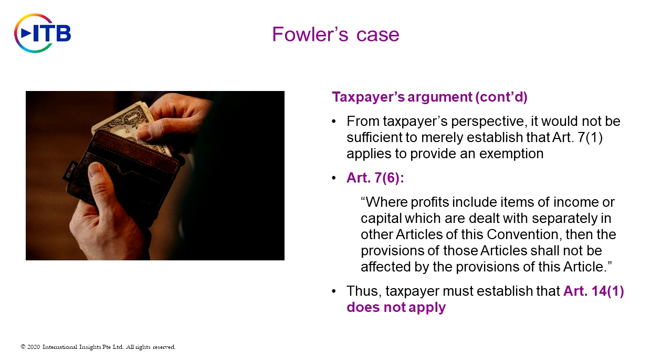That last point about Article 14.1 not applying is very important. From the taxpayer's viewpoint, it would not be sufficient to merely establish that Article 7.1 applies to provide an exemption. And that's because Article 7 always allows a specific provision, like Article 14, to have priority. In the South Africa-UK Treaty, that priority is achieved by Article 7.6, which is set out here. And so for that reason, the taxpayer had to establish that Article 14.1 does not apply.